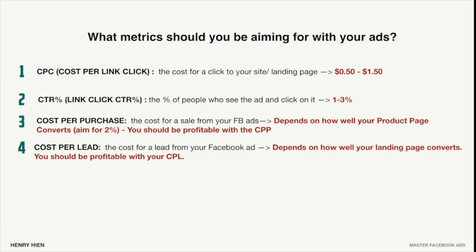One thing to note is that when you are setting up your ads, which we will walk through in the entire process later on, there are certain key metrics you need to pay attention to, because on Facebook there are so many different types of metrics you can look at. So where do you need to put your focus? The first place is the cost per link click, which is the cost you're spending to get a click to your landing page or your site. The metric you want to aim for is about 50 cents to $1.50.